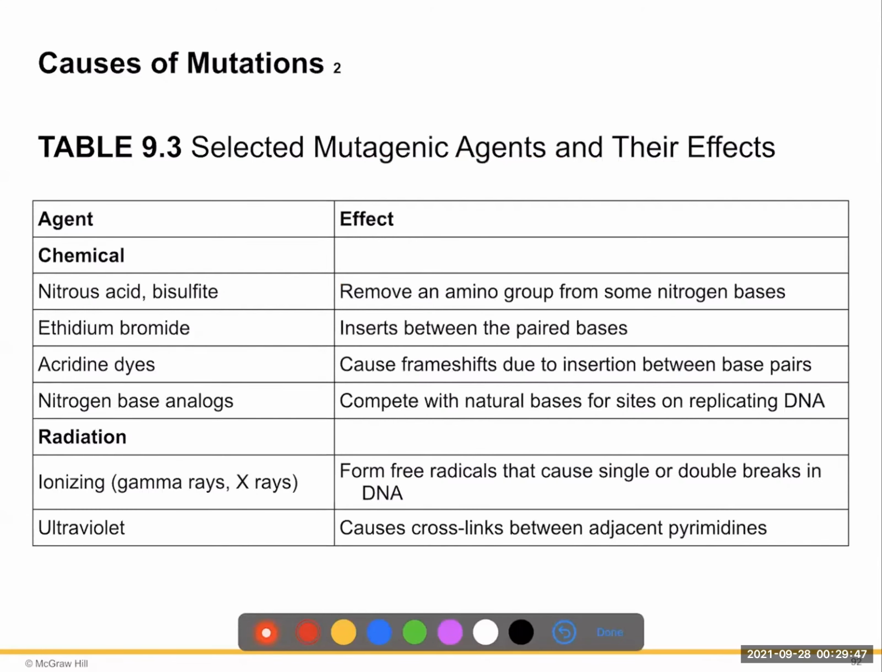Okay. Different chemicals can cause different types of mutations. Nitrous acid can remove an amino group. Ethidium bromide inserts between the paired bases. Nitrogen-base analogs compete with natural bases for sites in the cell's DNA. Radiation, ionizing radiation like gamma rays and X-rays, causes single or double breaks in DNA. Ultraviolet radiation, like tanning booths, causes cross-links between adjacent pyrimidines.